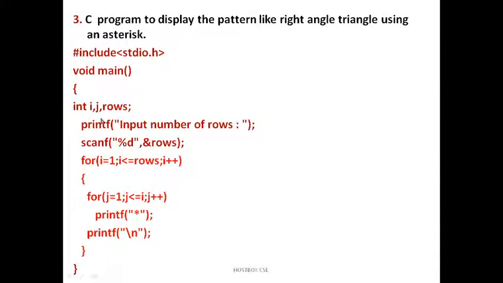Then we are writing the program followed by int i, j, rows. Then we can print for input the number of rows. How many rows do I want to print? So if I give 5, it will print 5 rows, 1, 2, 3, 4 and so on. And scanf %d and &rows.